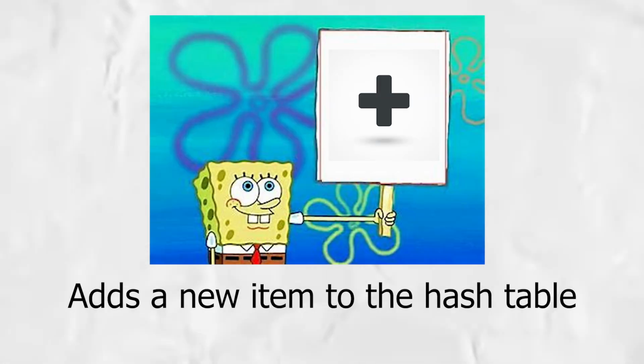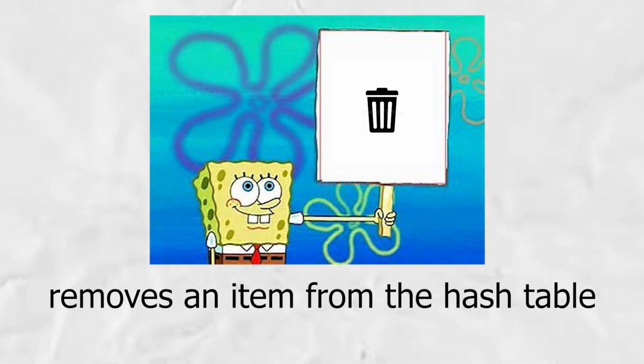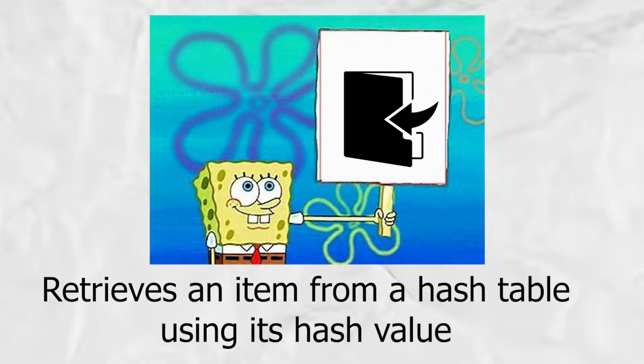There are three basic operations which can be performed on a hash table, one of which is add, which adds a new item to the hash table. The second one is delete, which removes an item from the hash table, and the third one is retrieve, which retrieves an item from a hash table using its hash value.